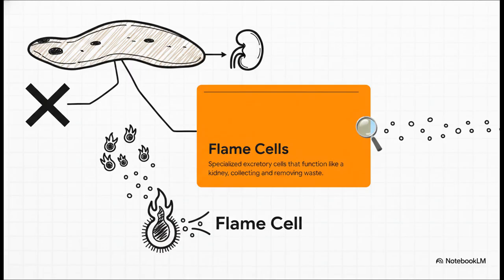Okay, next, let's think about how it gets rid of waste. Unlike us, a planarian doesn't have kidneys, so it has a different system. It uses these really specialized cells called flame cells. Say that one. Flame cells. They basically do the job of a kidney, filtering out waste materials from the body.